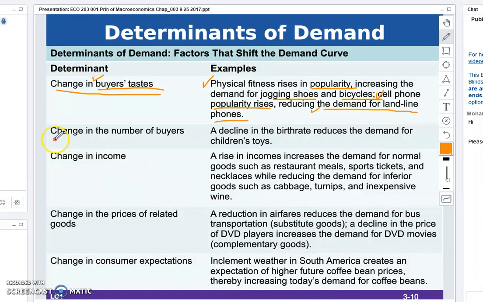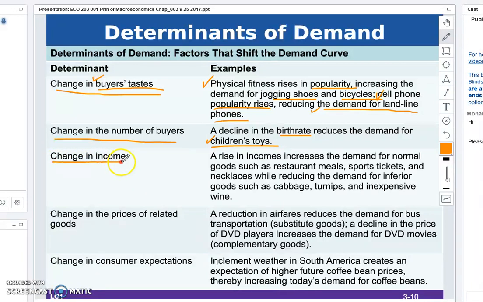The next non-price determinant of demand is the number of buyers. A decline in the birth rate reduces demand for children's toys. So the birth rate goes down, so fewer babies are born, and because there are fewer children, the size of the market for children's toys will be smaller. Demand will decrease, and the demand curve will shift to the left.